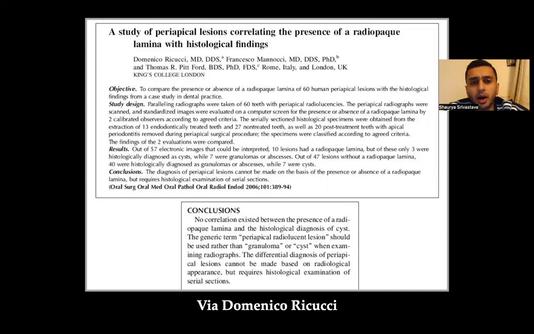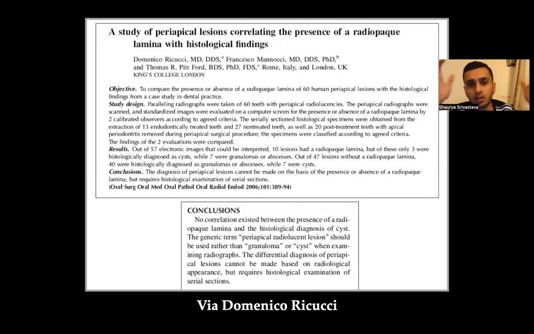This is a study done by Domenico Ricucci. He's a lovely histology person. All his sections that he provides are done really, really well. He's the king of histology, actually, and it's done by Prof as well, Francesco Manocci, who I trained under. So what they did is they looked at about 60 different teeth with radiolucencies, and they classified them by whether they had corticated margins or not, right?